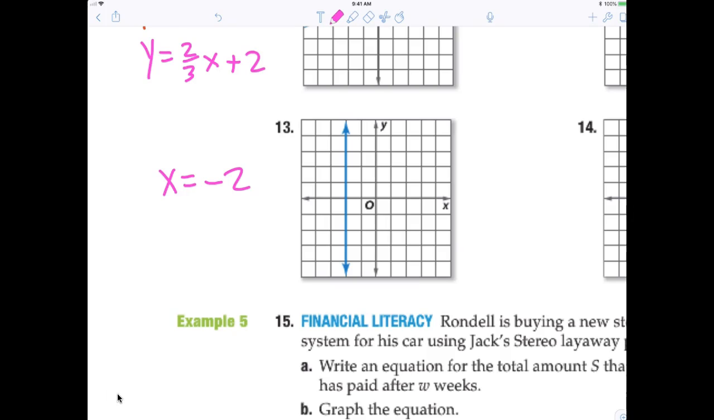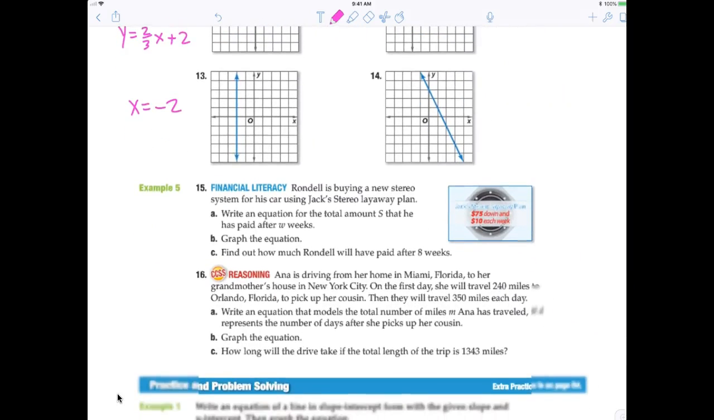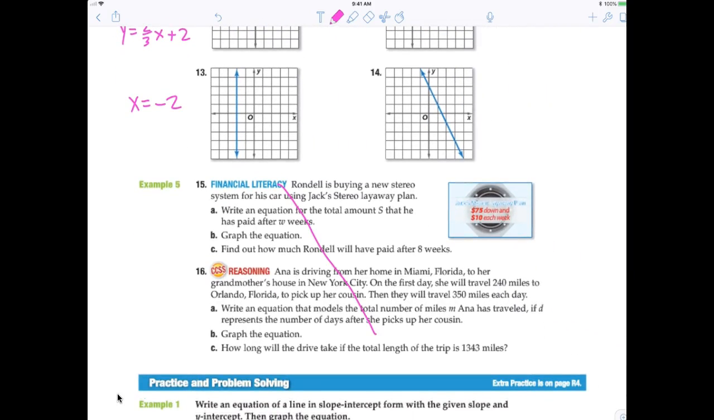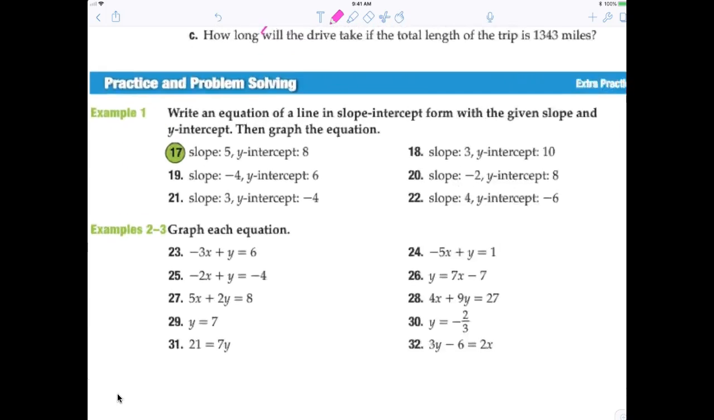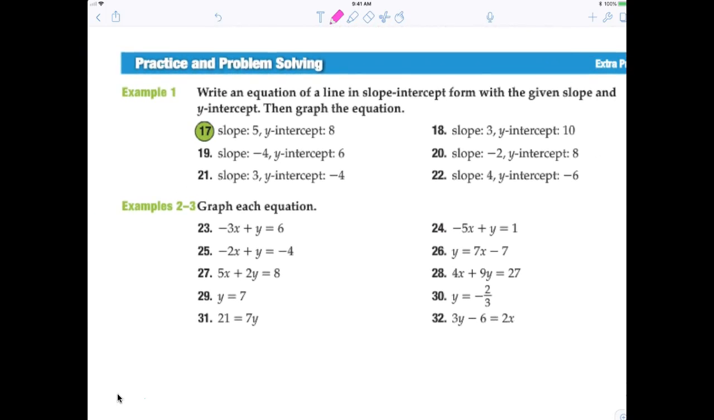All right, now listen. For us right now, I'm going to put all the word problems together because we're going to spend a good week doing word problems. So 15 and 16 are not necessary. All right? Now I'm moving on. 17. All right?